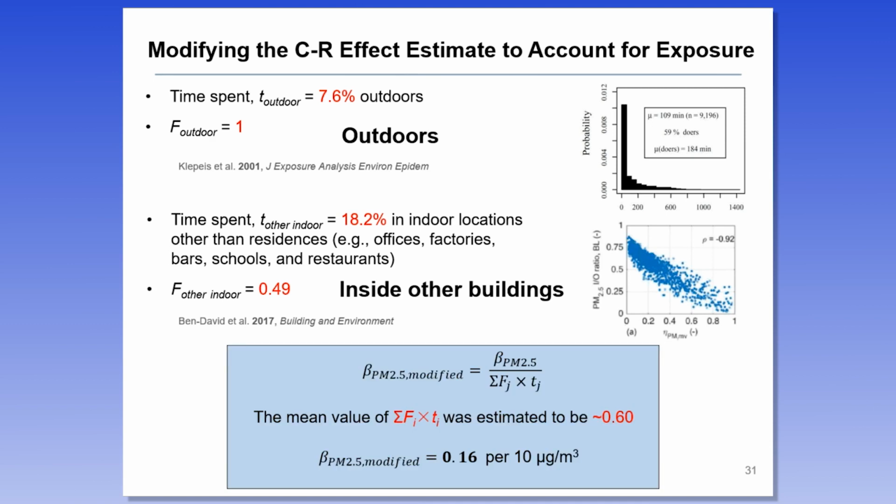So when we got all of these results, we can find that modification factor, which was a sigma, or sum, of the time that we spend in different microenvironments times the infiltration factor of PM2.5, and that modification factor was 0.6. So our modified beta value for exposure to PM2.5 of both outdoor and indoor origin came up to be 0.16 per 10 microgram per meter cube, and that was the number that we used in this study.